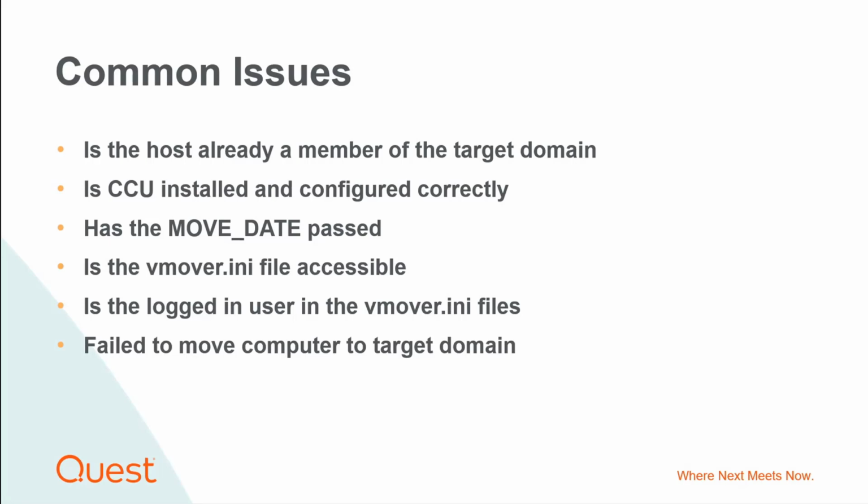Is the vMover file accessible? Meaning on your network share that you provided the file, is that file reachable? Also, does the user have an entry in that vMover INI file? So it will look for the logged in user, and this has to be an interactive login. You cannot test this or run this through an RDP session. Is the logged in user in that vMover INI file? Then the utility should run.